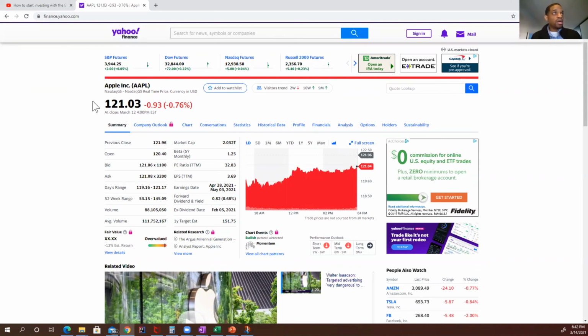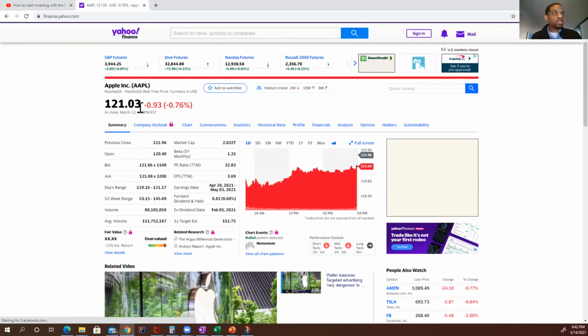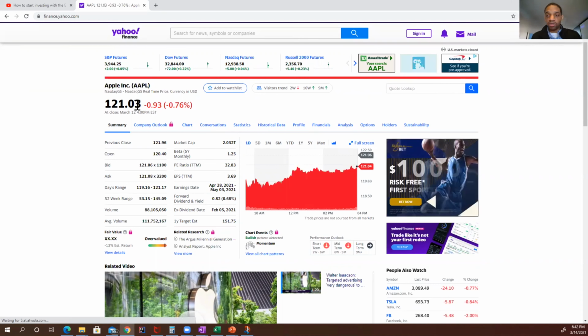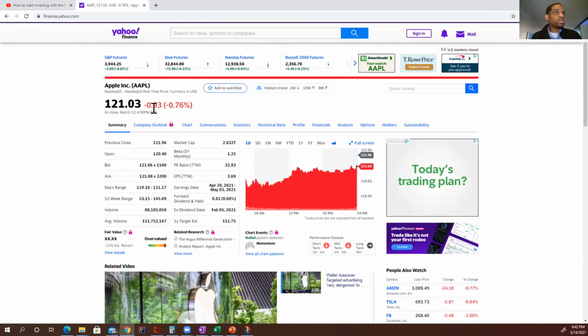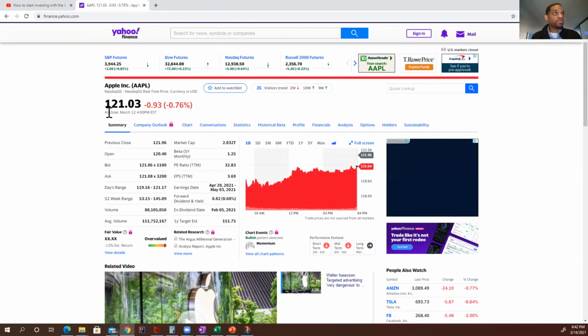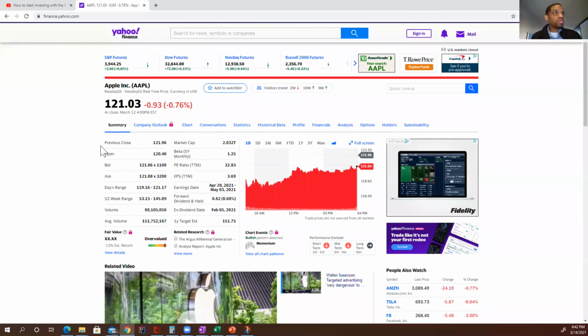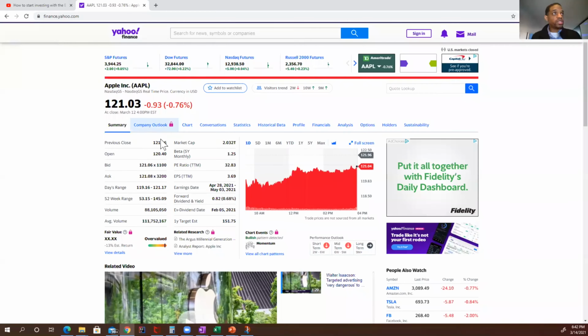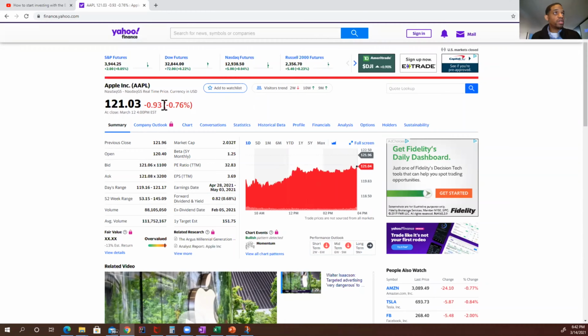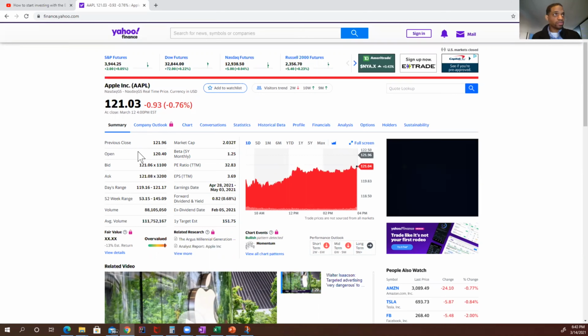So right here at the top, this one is the price of it right now, right? This is the current price of the stock at 4 p.m. Eastern Standard Time. That was the close on Friday, right? So here you have previous close. That's what it was yesterday. So what they're basically saying is that Apple went down 93 cents right here, 93 cents from Thursday of last week. Here is what the opening was today.